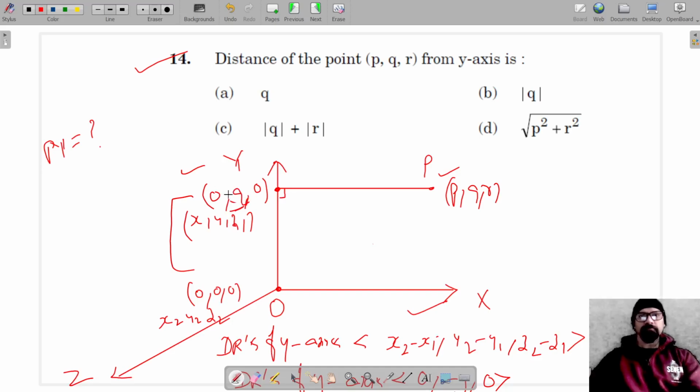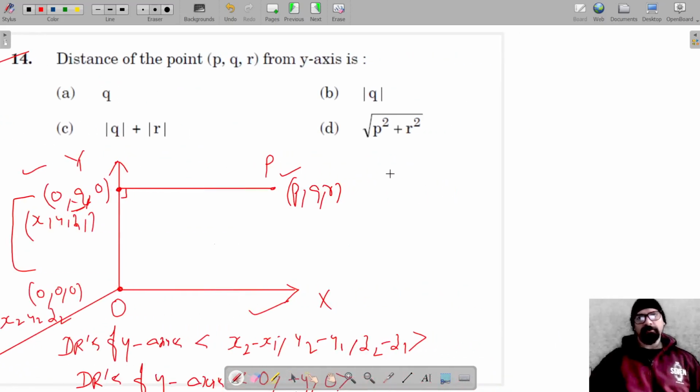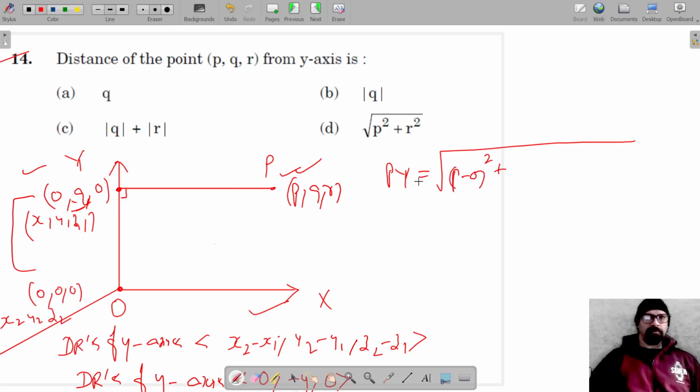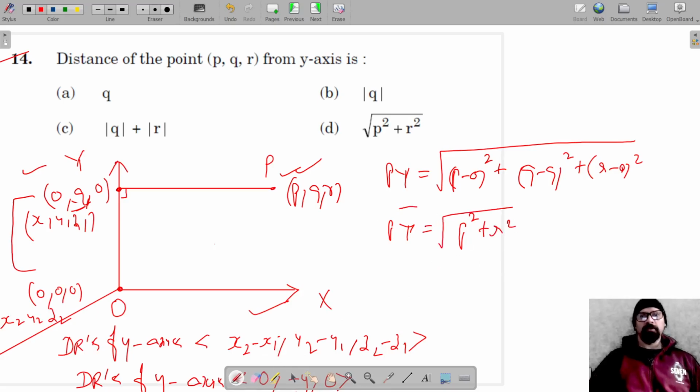Right. So Y is equal to Q, and now we can find Py using the distance formula. P minus 0 the whole square plus Q minus Q the whole square plus R minus 0 the whole square, which gives us Py is equal to the square root of P square plus R square. And this is the perpendicular distance, which gives us the option D.